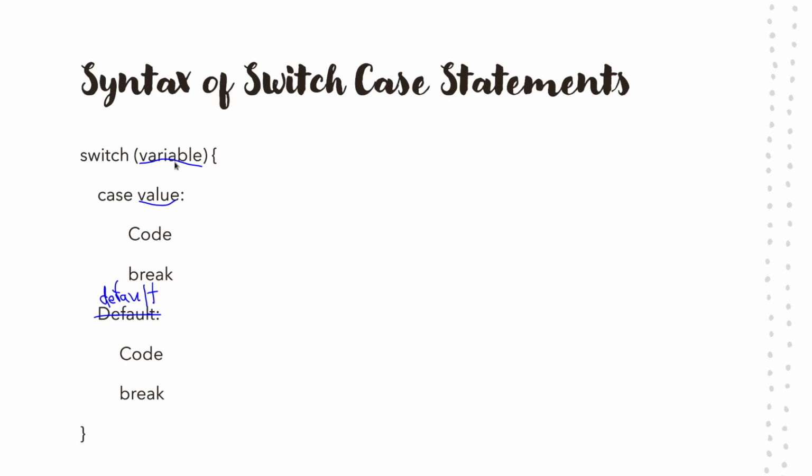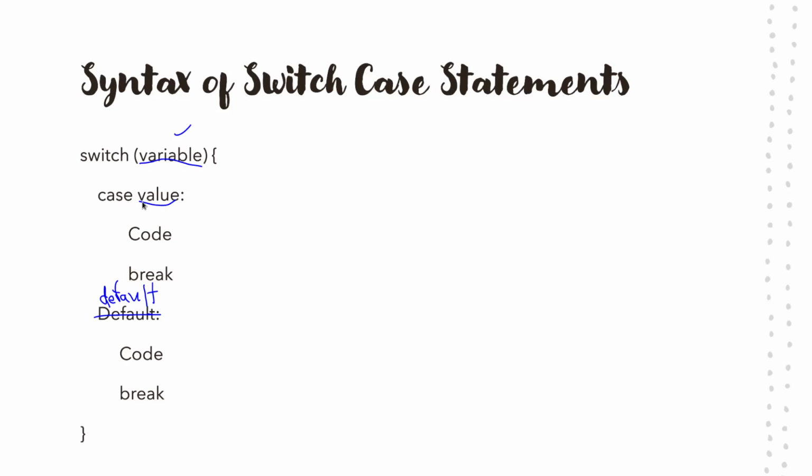First, there is a switch statement. Inside that, we pass in a variable, the variable whose value we want to check and execute code for. So here we are passing the main variable from which we will be checking the value. Now inside that we pass in the case. We write the case keyword, and ahead of it we write the value which we want to check.